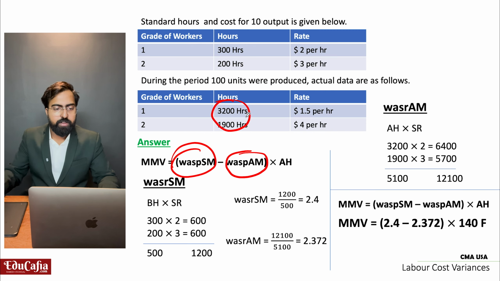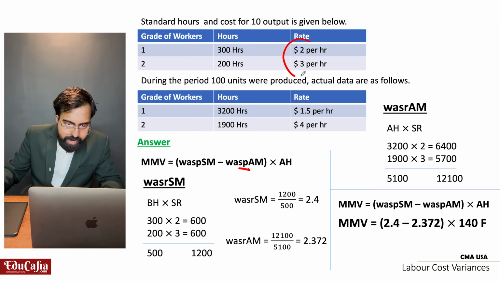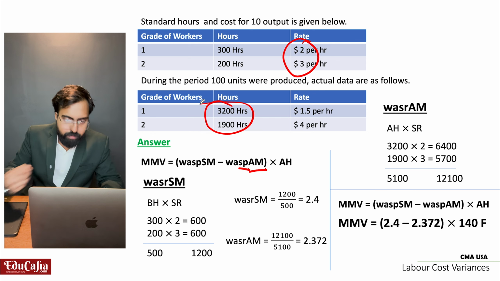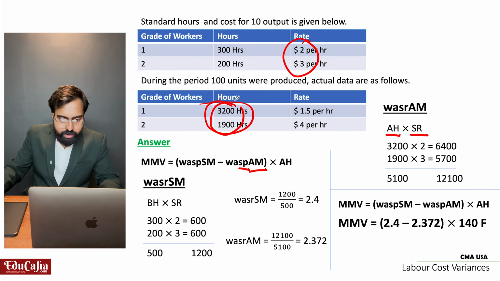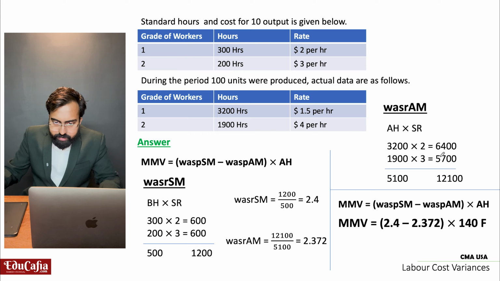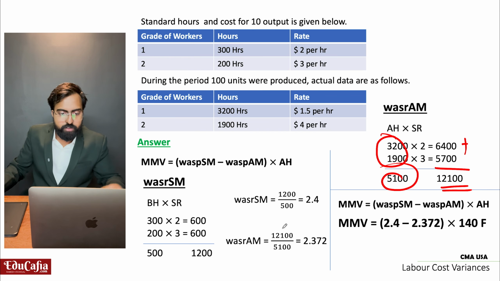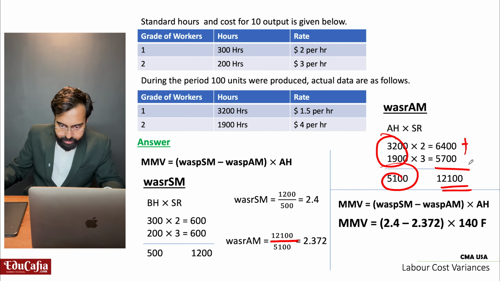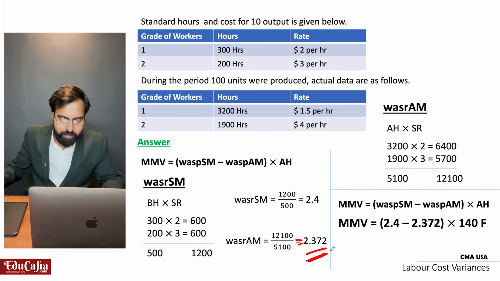Actually, this is what happened, right? Here you can see this is the standard price. Actual mix is, this is actual hours. So actual hours into standard rate: 3200 and 1900 into their standard rates, I got 6400 and 5700. If I add these, I get the total, 12,100. Total hours, 5,100. I need a weighted average, right? So 12,100 divided by 5,100 is equal to 2.372.